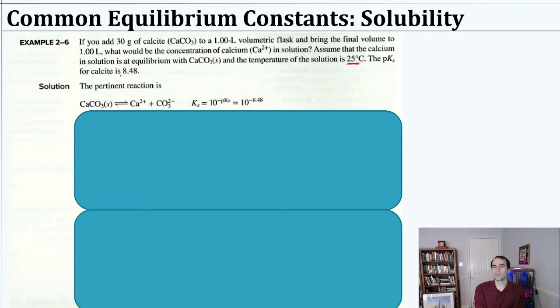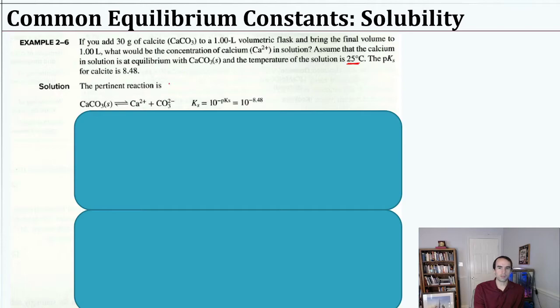And so if it gave us some funny number, then maybe we should think about that, but I haven't even taught you about that yet, so don't worry at all about that. For now, we just ignore the temperature, aside from just noting that it's a pretty standard temperature. Okay, so the pKs for calcite is 8.48.